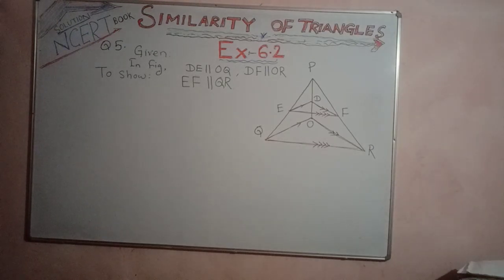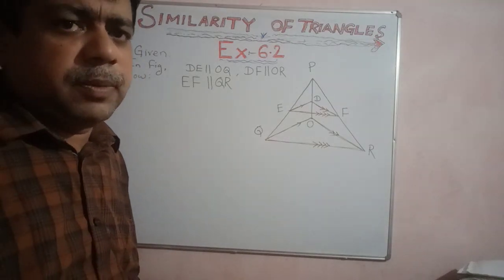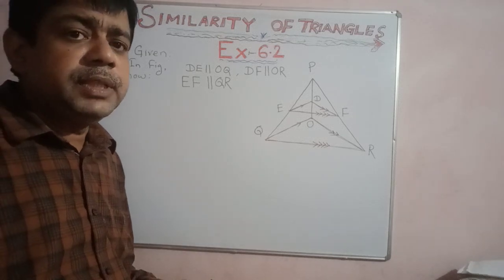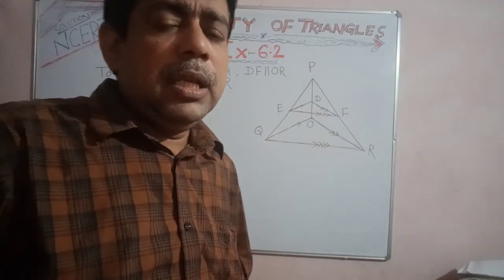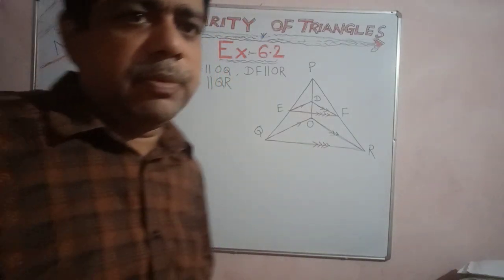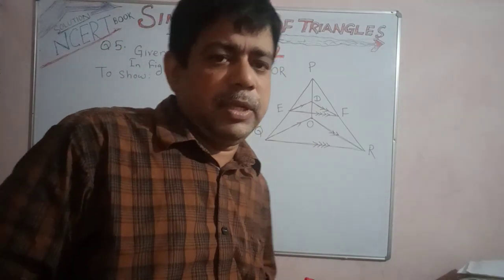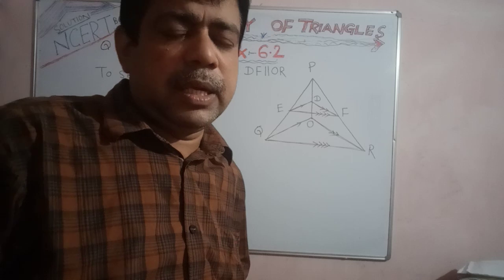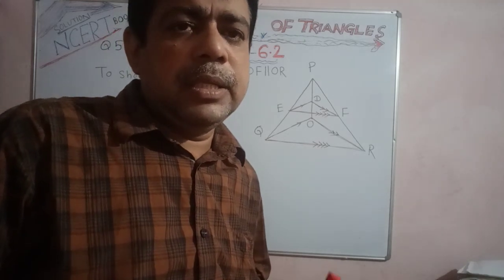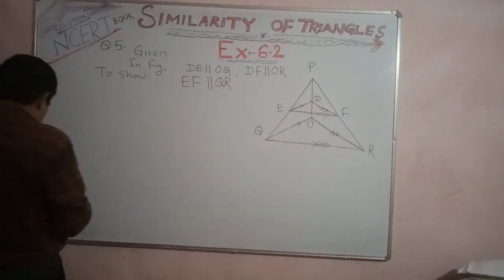Understand? Okay. So we can prove it using the concept of the basic proportionality theorem. As per the basic proportionality theorem, all of you know, if a line intersects two sides of a triangle and is parallel to the third side, then it divides the other two sides in the same ratio. Once again I am repeating, this is the basic proportionality theorem, all of you know. Let's prove using that theorem.